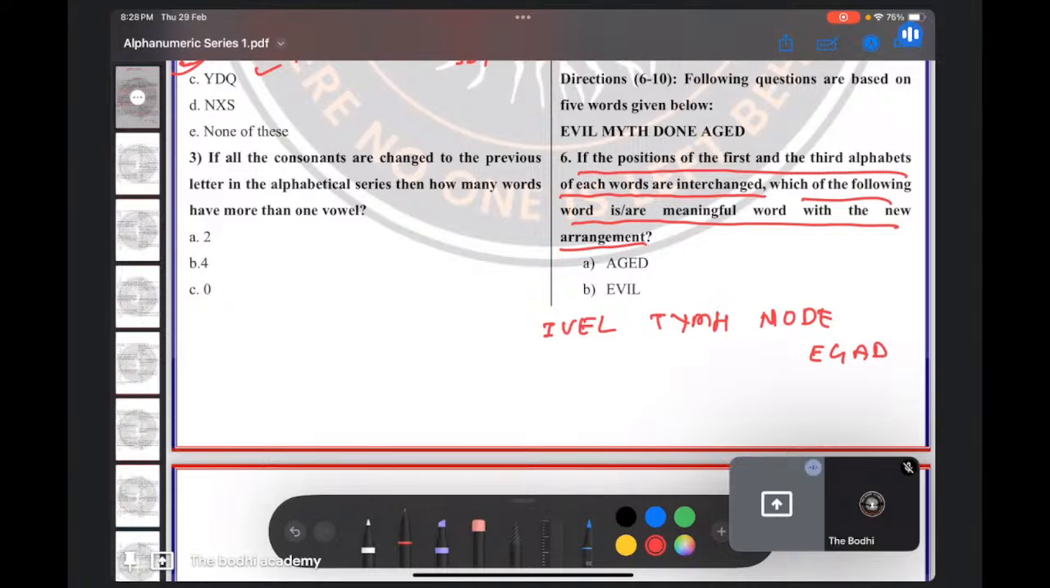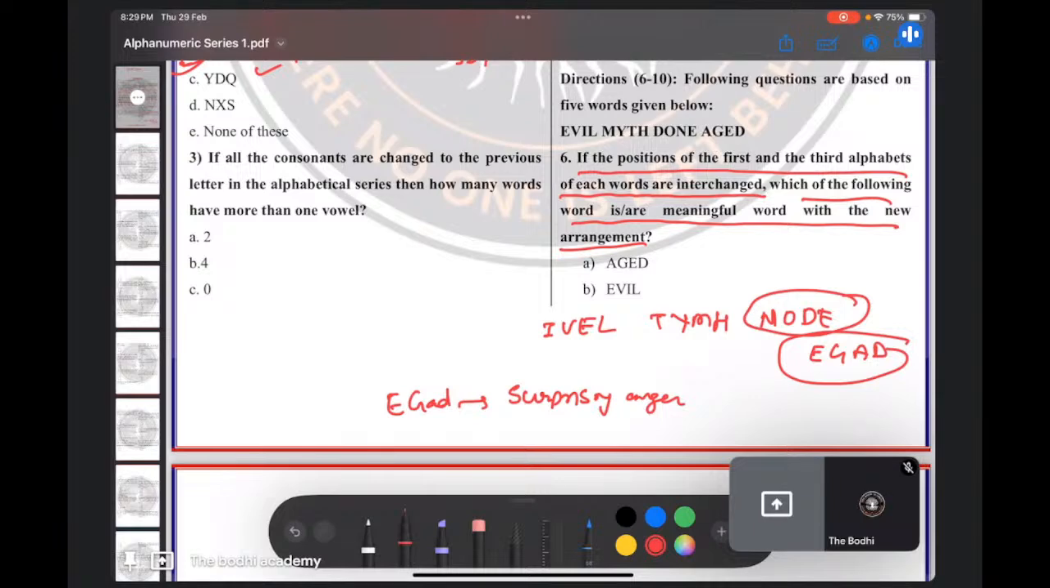Now, in this, which are the meaningful words? Tell me. Can you guess? Out of these words, which are the meaningful words? No. In this, two meaningful words are there. One you know, node, and one is egad. Egad means what? Meaning I'll say. All of a sudden, when some people get angry, that is called egad.